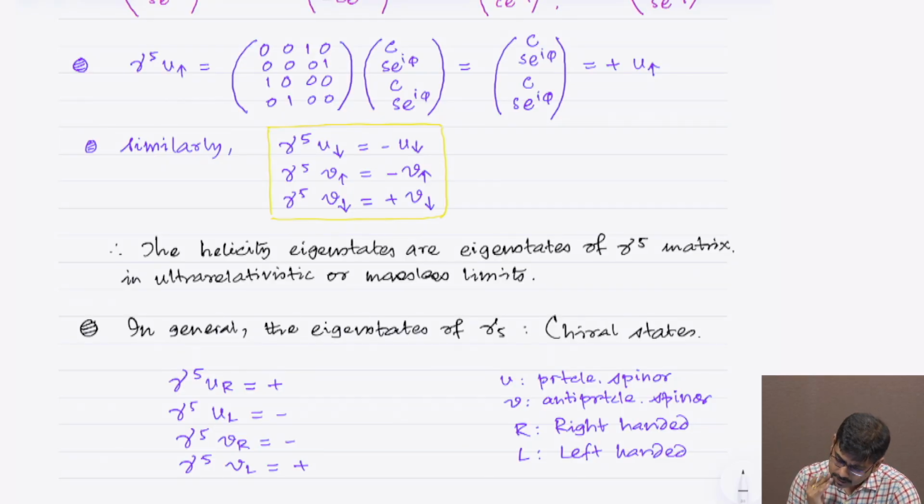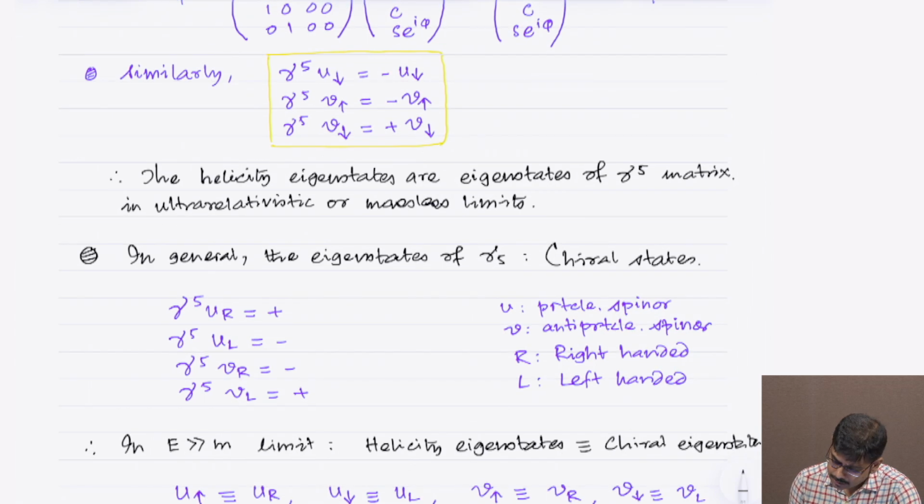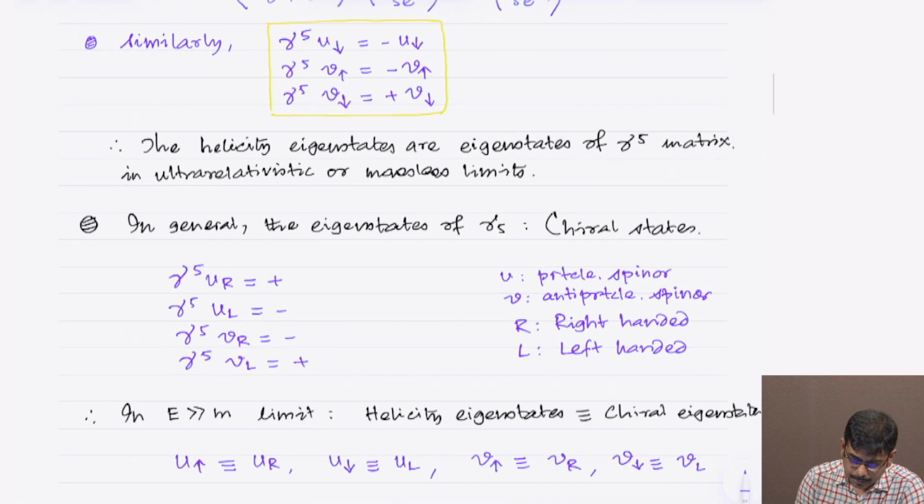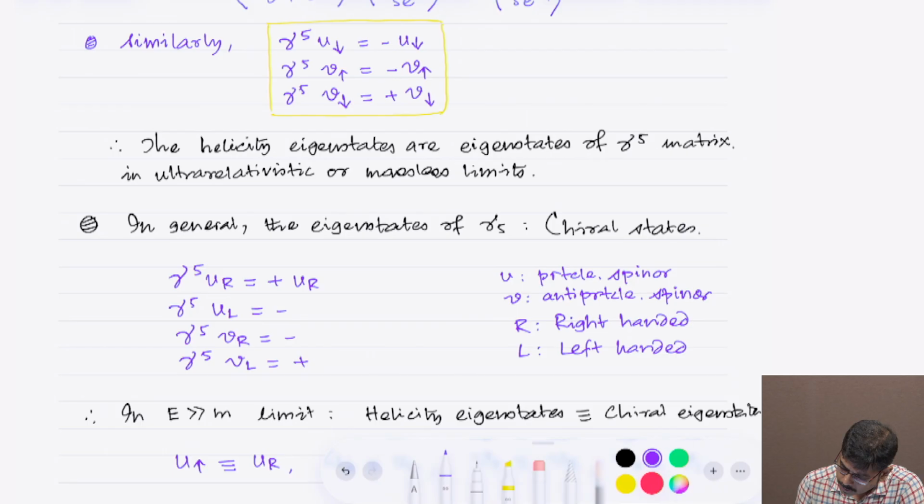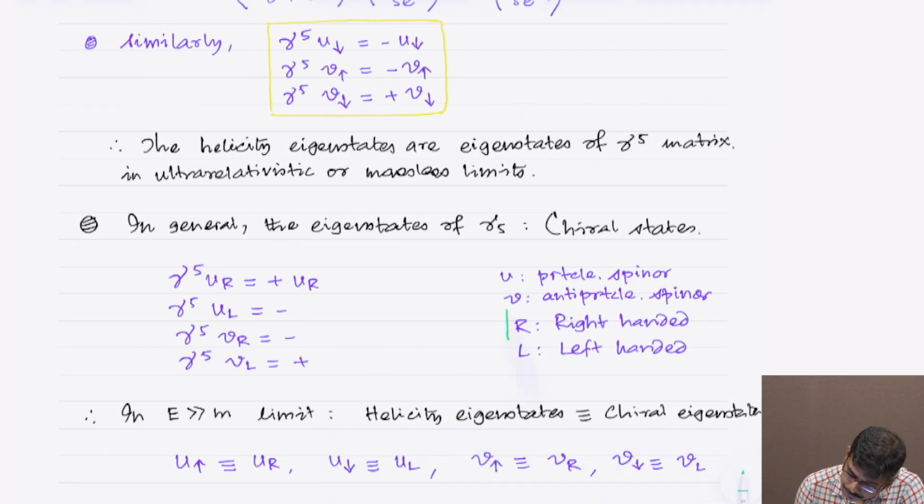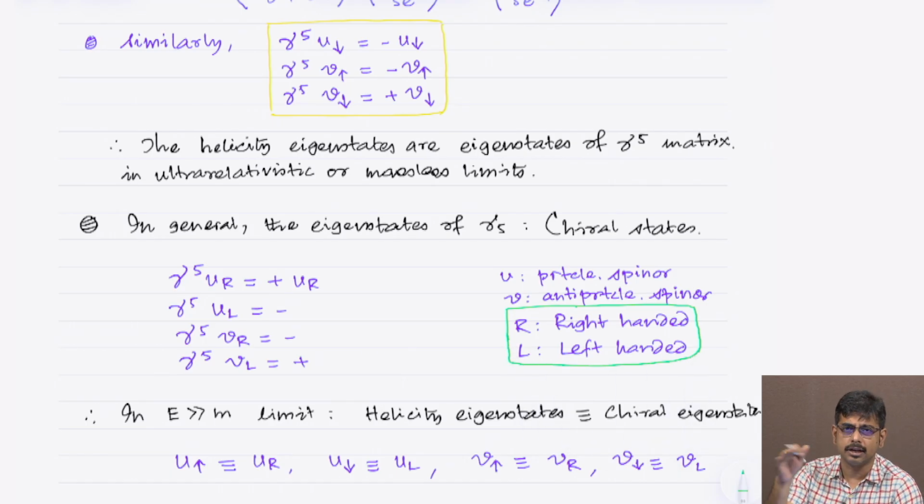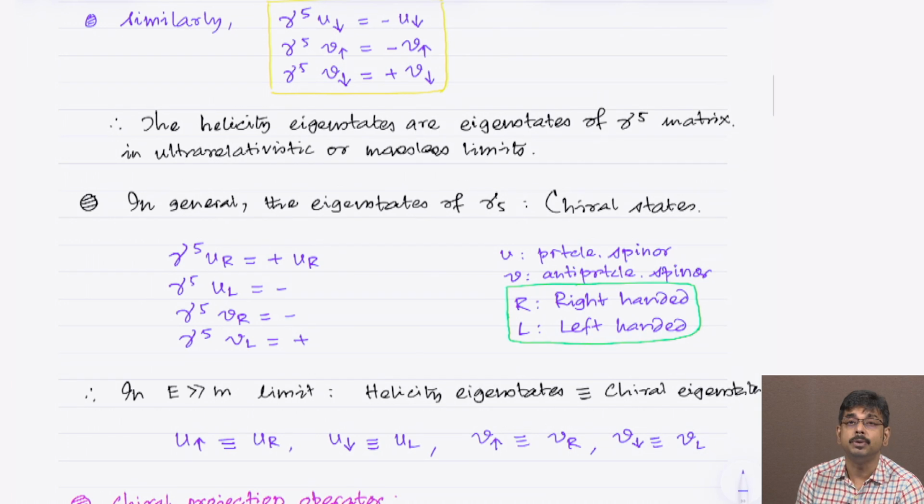Now, what is the definition of the chiral eigenstate? The way that we defined it is as follows: gamma 5 acting on u_R gives you u_R. Here R stands for right-handedness and L stands for left-handedness, so we have left-handed chiral states and right-handed chiral states. So we say that gamma 5 u_R is plus u_R, and gamma 5 u_L, the left-handed one, will pick up a sign and be equal to minus u_L.